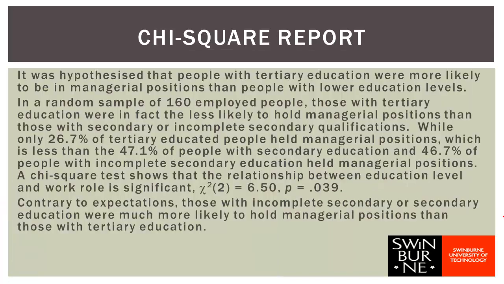Okay, so let's have a look at what our report looks like. So here is our report, just like all the others, same kind of idea. We start off with our hypothesis. The first few words don't matter, whether we're saying it was hypothesized, or researchers hypothesized, or any of those kinds of phrases, all fine. The key bit is talking about the groups we're interested in: those with tertiary education are more likely to be in managerial positions than those with lower education. So when we're writing a chi-squared report, like the others, we start off mentioning the sample, how many were in our sample, and who they were.